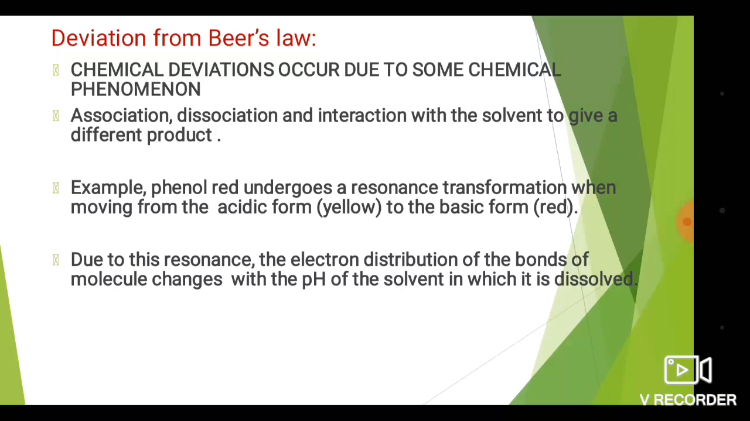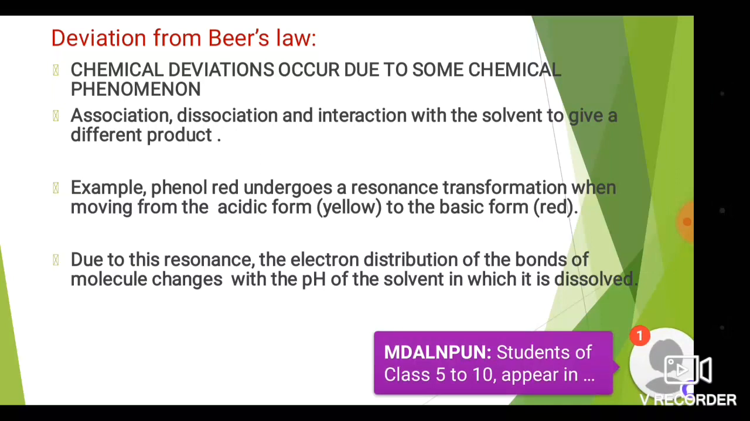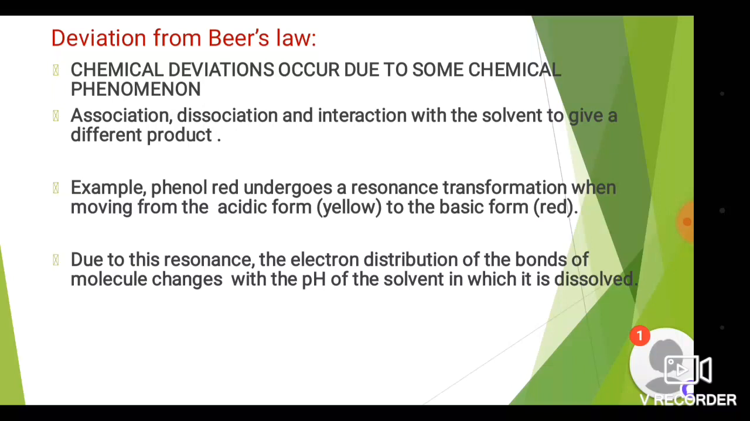Then deviation from Beer's law. The second type of deviation is the chemical deviation, which occurs due to chemical phenomena such as association, dissociation, and interaction with the solvent to give a different product. If the molecules associate to form an associated product, we get a different absorption. If the substances dissociate into ions, we get a different absorption. Another type is when there is a reaction between the solvent and the substance, and then we get a different product.